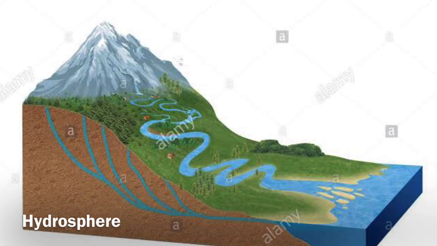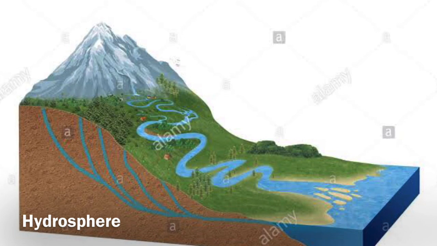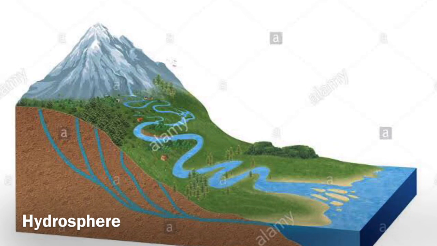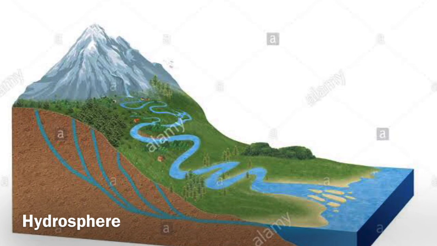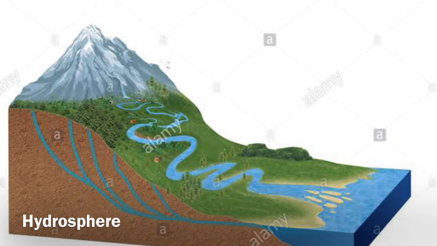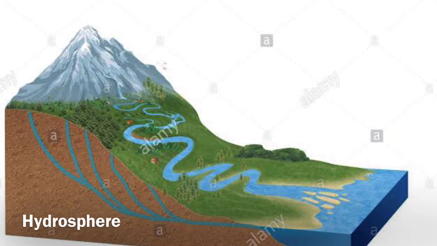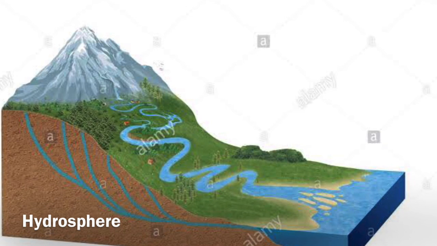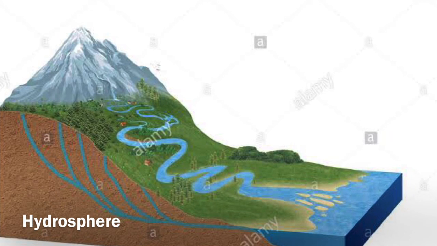Our planet Earth consists of four spheres, that is, lithosphere, atmosphere, hydrosphere, and biosphere. Already we have studied about the lithosphere and atmosphere in the previous lessons. Now in this lesson, we are going to see about hydrosphere and biosphere. Now we'll see what is hydrosphere. Earth is called the blue planet because it holds water in abundance.